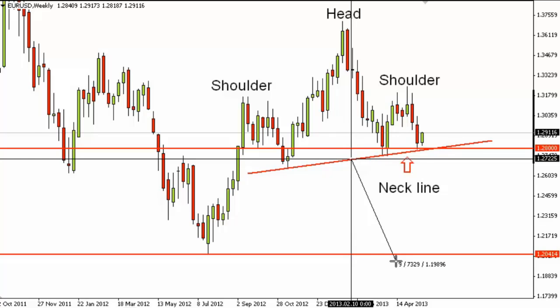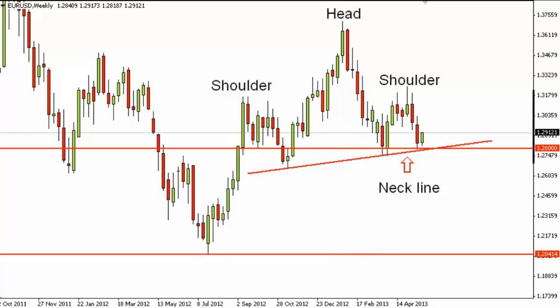How you trade this movement is you must wait for a break and close of the neckline, and therefore on this Euro USD you would be looking for a clear break and close below 12800 and then a pullback with a view to a potential short. So that's it. It's very simple and very straightforward. Now that you know what you're looking for, you will see them all over the place.